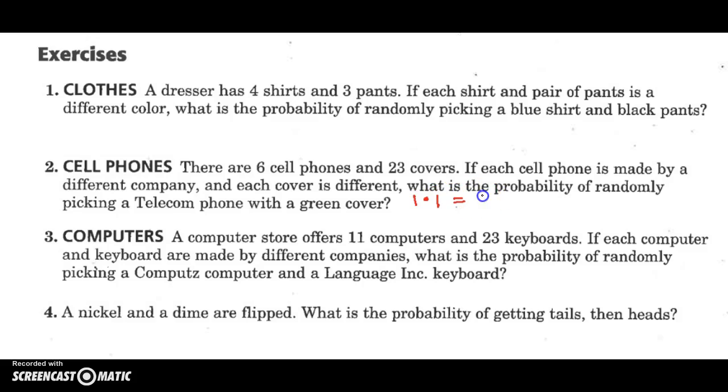All right, so there's 1 winner, telecom, and 1 cover winner, which is green. So our winners are 1, because 1 times 1 is 1. Then our total possible, since there's 6 different cell phones and 23 covers, our total possible is 138. So the probability is 1 in 138, which is approximately 0.7%. All right, I'm going to let you do number 3, and let's tackle number 4.